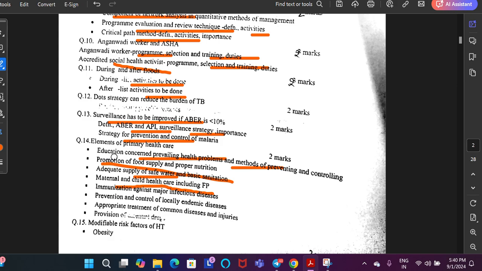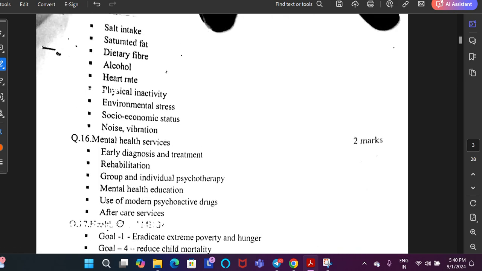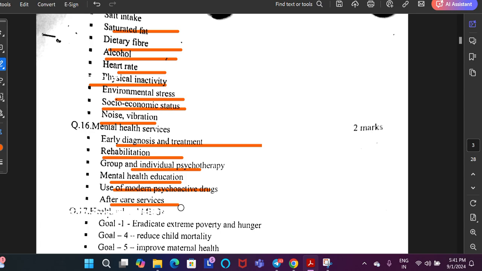Modifiable risk factors of hypertension: obesity, salt intake, saturated fat, dietary fiber, alcohol, heart rate, physical inactivity, environmental stress, socioeconomic status, noise and vibration. Then the mental health services. Mental health services include early diagnosis and treatment, rehabilitation, group and individual psychotherapy, mental health education, use of modern psychoactive drugs, aftercare services.